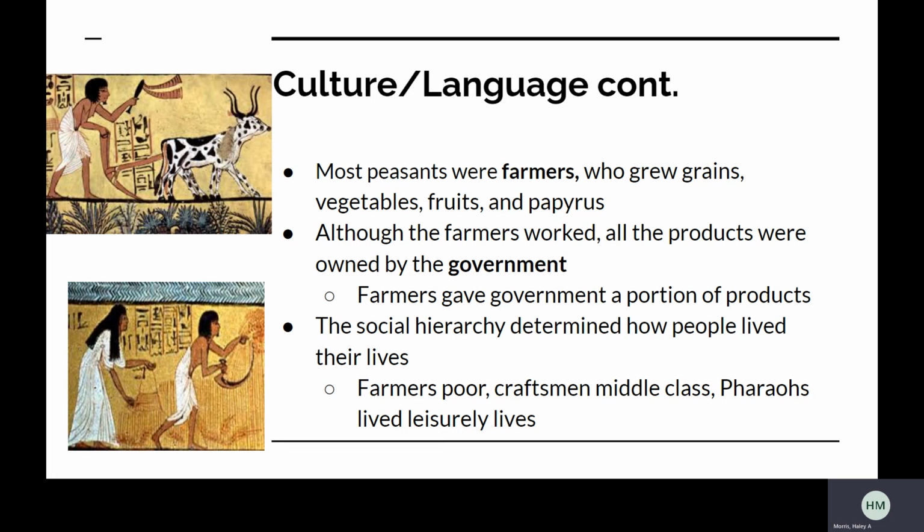And the social hierarchy determined how people lived their lives. Farmers were poor, craftsmen were like the middle class, and pharaohs obviously lived a life of luxury. They lived leisurely lives. So that social hierarchy not only determines how important your job is, but it could also determine how you're going to live your life, what kind of lifestyle you're going to be able to have.